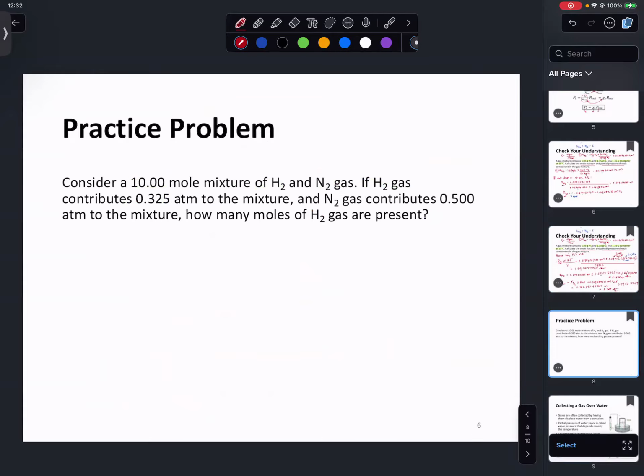I want you to attempt this one on your own to see if you really understood the concept of partial pressure and mole fraction, and see how we can apply it while I work on it.